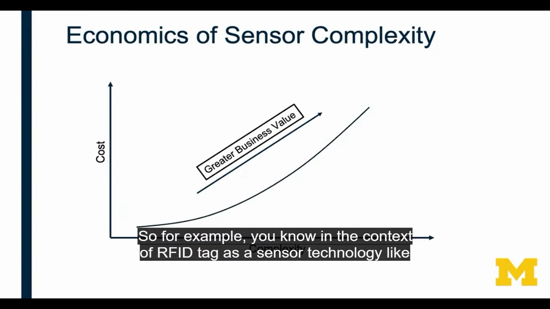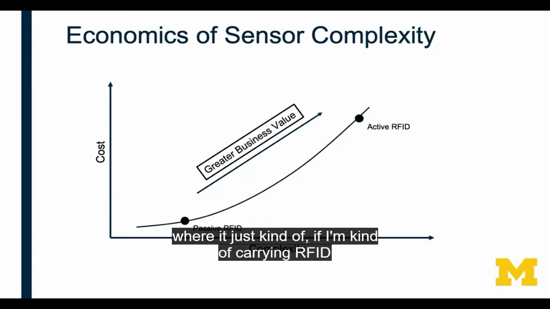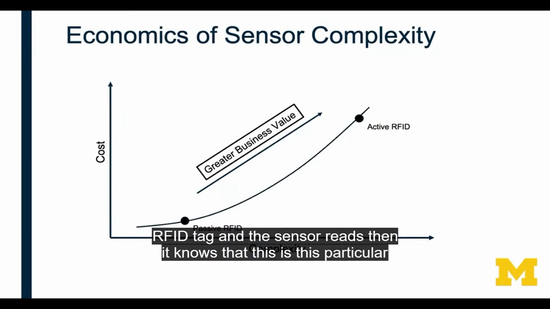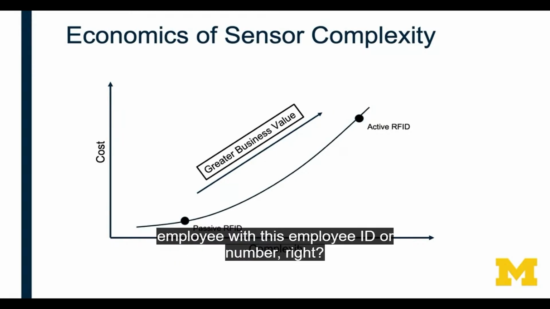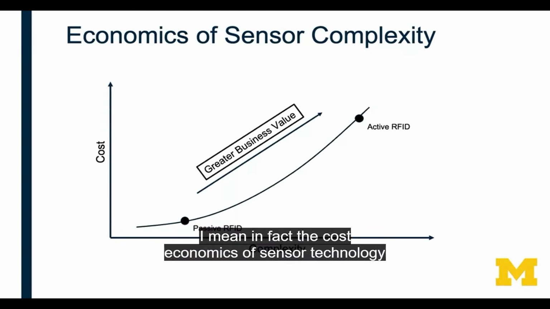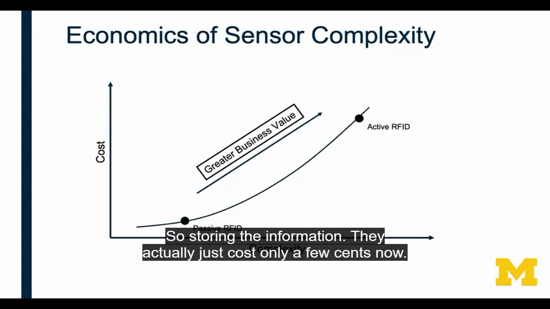For example, in the context of RFID tags as a sensor technology, a simple example is what I call passive RFID. If I'm carrying an RFID badge with me, all it is doing is recognizing me with that RFID tag, and the sensor reads it and knows this particular employee with this employee ID or number, right? Those passive RFID sensors are very cheap. In fact, with the cost economics of sensor technology, these passive RFID tags just storing information now cost only a few cents.